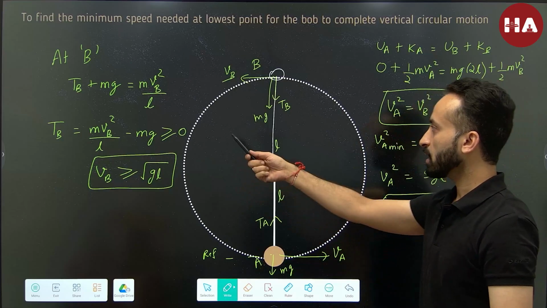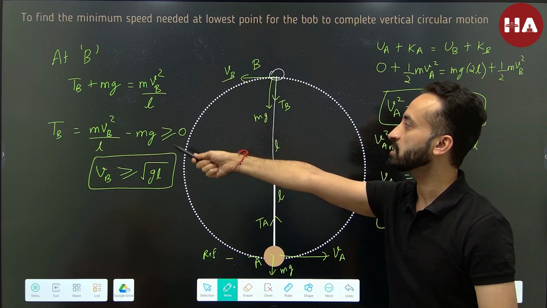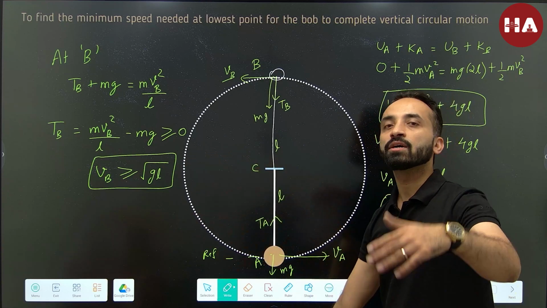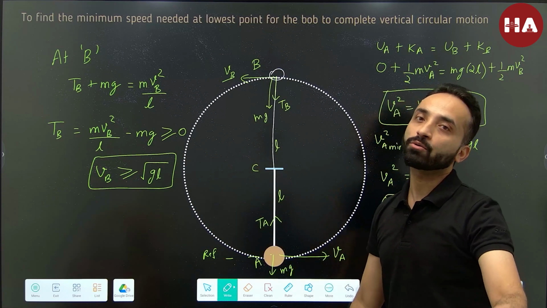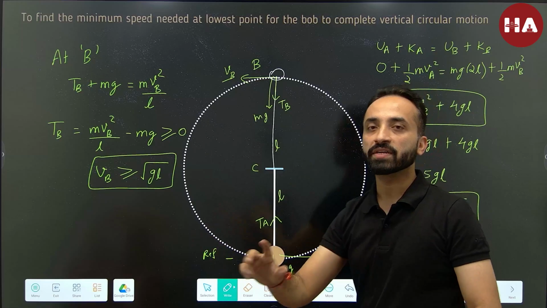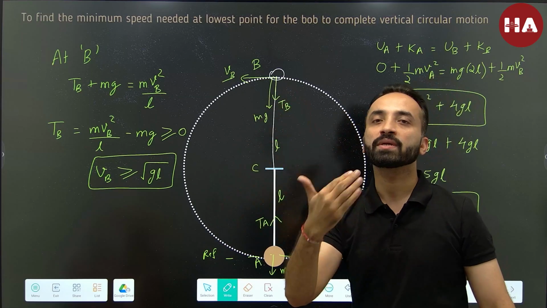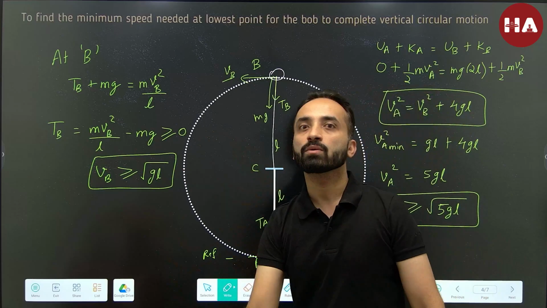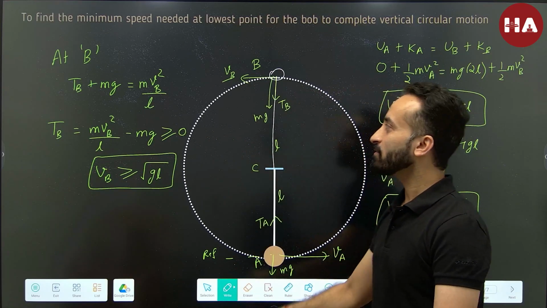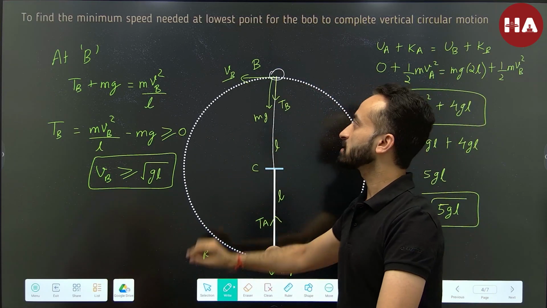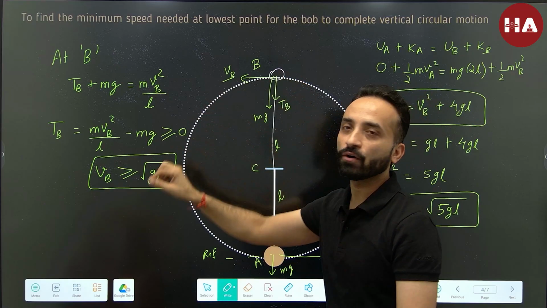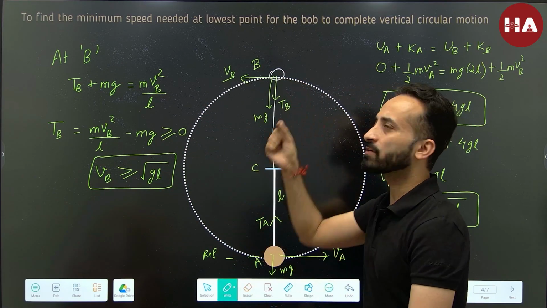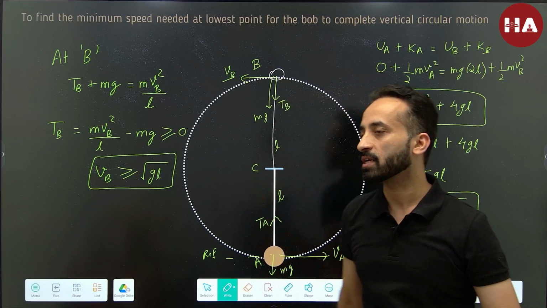Are you understanding this equation? TB is equal to mv square by L minus mg. We kept it greater than or equal to 0, because we did not want the string to slack. So tension has to be there. You might wonder, what if it's equal to 0? Even if it's equal to 0, we'll take that case, because then the bob is going to move forward, the speed will be there and the tension will return. So even if it's momentarily 0, that's perfectly all right.